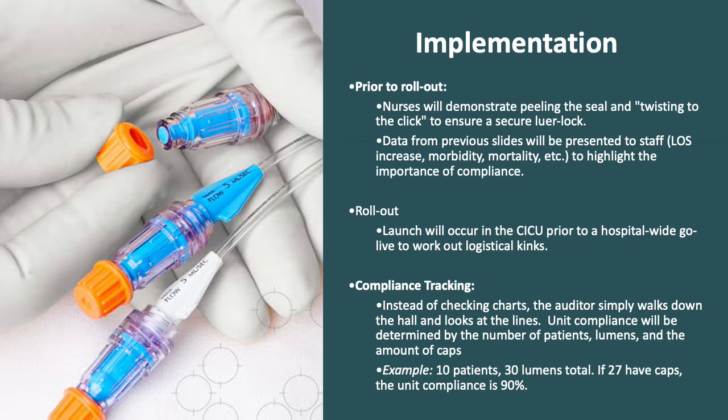And then compliance tracking. Instead of checking charts, the auditor simply will walk down the hall and look at the lines. Unit compliance will be determined by the number of patients, lumens, and the amount of caps. So for example, if there are 10 patients and there are 30 lumens total, if 27 of the lumens have caps, the unit is at 90% compliance.